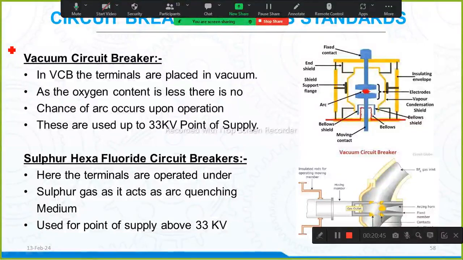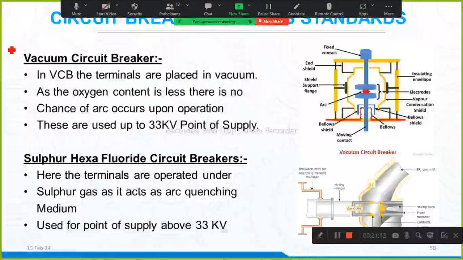Because in order for a fire accident to occur, there should be one thing called oxygen. If the oxygen content is 0, there is no chance of a fire accident. So that is the reason in a vacuum circuit breaker the terminals are placed inside the vacuum, because in a vacuum the oxygen is 0. As the oxygen content is less, there is no chance of an arc. These are used up to 33 kV, like 11 kV, 22 kV, 33 kV, we go with VCB only.